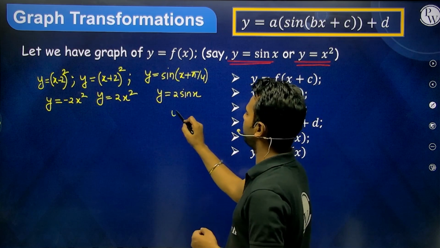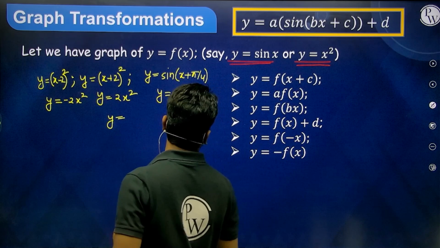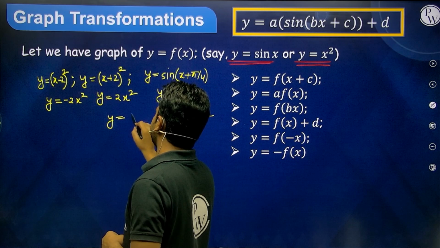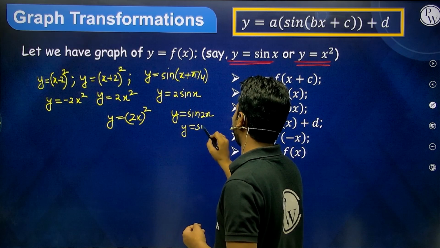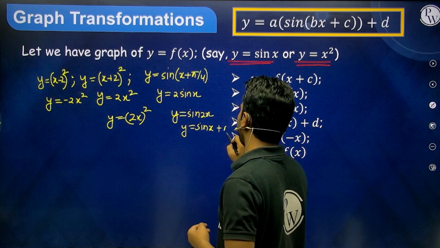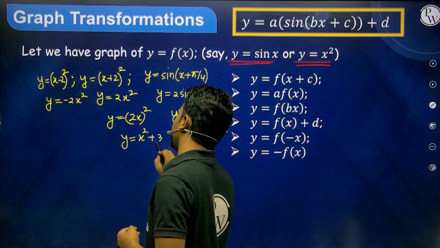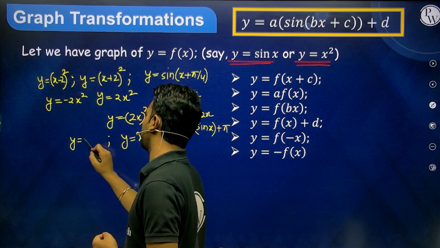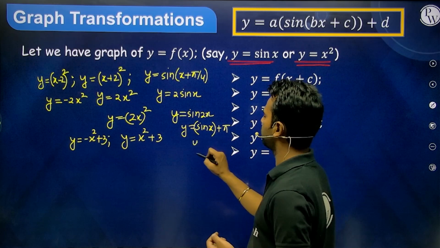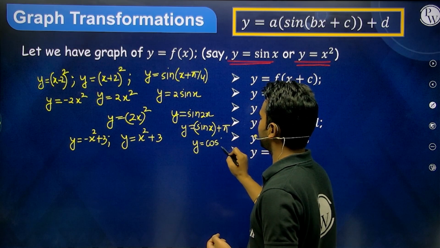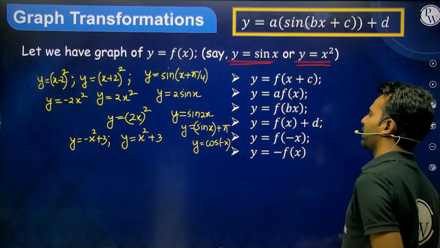If you want to draw the graph of y equal to sine 2x, that also we can do. y equal to (2x) whole square, that also we can do. y equal to sine of x plus pi, we can definitely do. Let's say we want to draw the graph of y equal to x square plus 3, that also we can do. y equal to minus x square plus 3, that also we can do. Right? y equal to cos of minus x, that also we can do. If you want to draw the graph of any other expressions, we can do it with the help of what? With the help of graphical transformations.